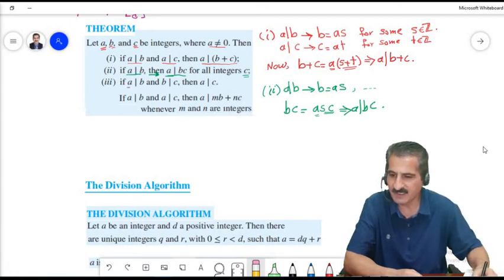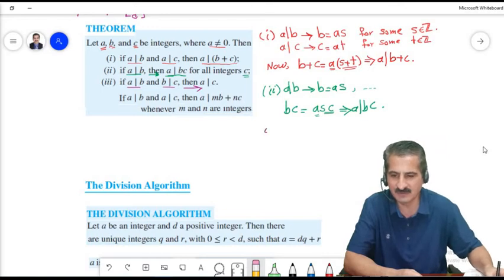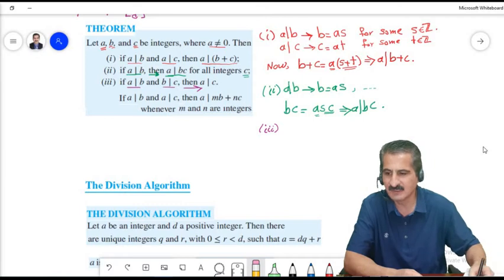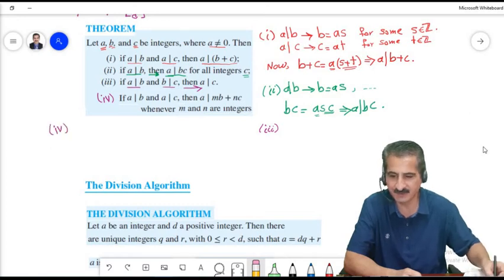Okay, part 3. If a divides b and b divides c, then a divides c. And I will leave the proof for you to work out. It is the same thing. Now this is part 4. It is a corollary, but I wanted to add it as a part of this theorem. And part 4 is very important actually.